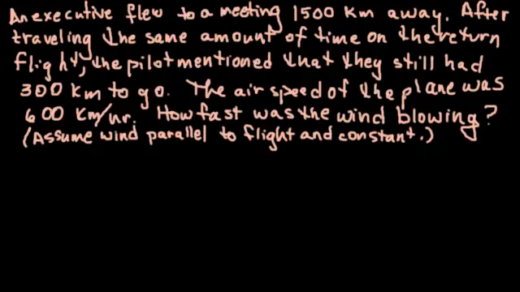All right, now this problem's pretty wordy. It says we have an executive and he flew to a meeting 1,500 kilometers away. After traveling the same amount of time on the return flight, the pilot mentioned that they still had 300 kilometers to go. The airspeed was 600 kilometers per hour, and they would like to know how fast was the wind blowing. And we're to assume that the wind was parallel to the flight direction and it was constant throughout the whole flight, both there and back.